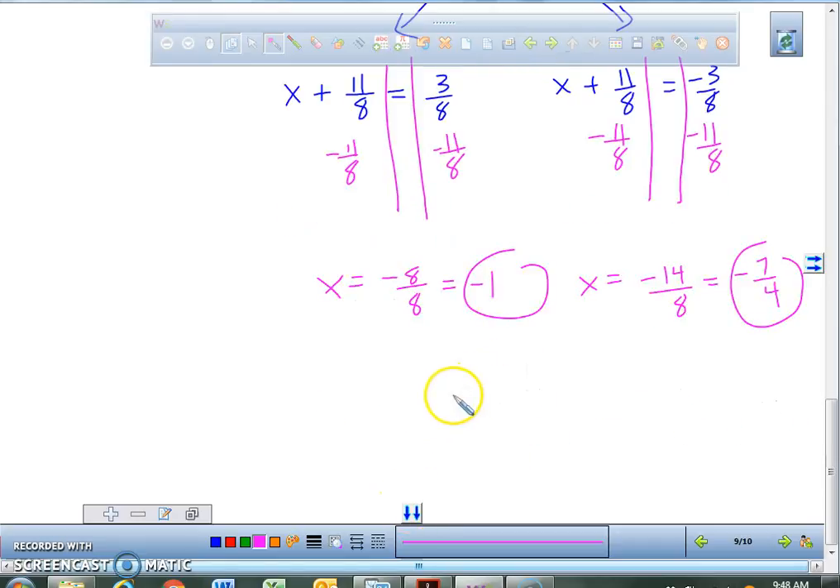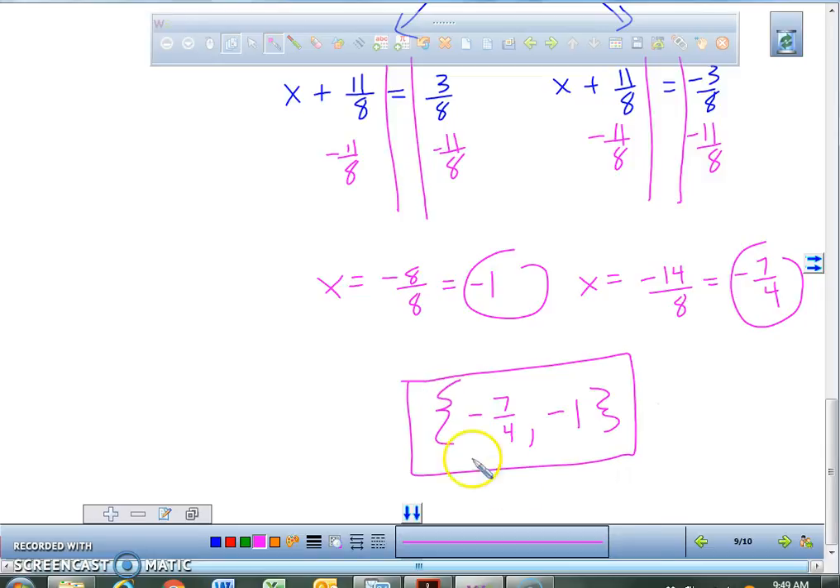All right? So our solution set, everybody, is negative 7 fourths, comma, negative 1, and that's your final answer as a solution set. Can you pause it?